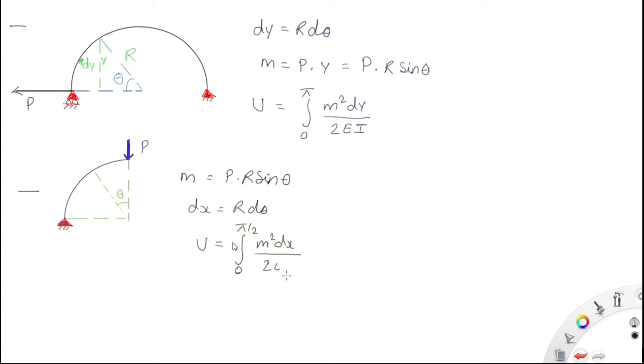So dx is equal to r d theta, M is equal to P into r sin theta, and the total strain energy is equal to the integral from 0 to pi by 2, because this is a quarter circle, of M square dx by 2EI.